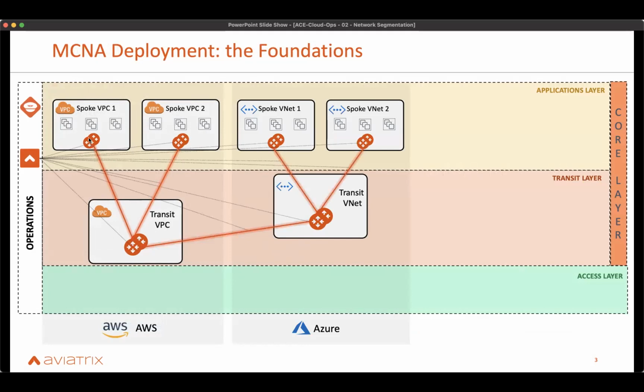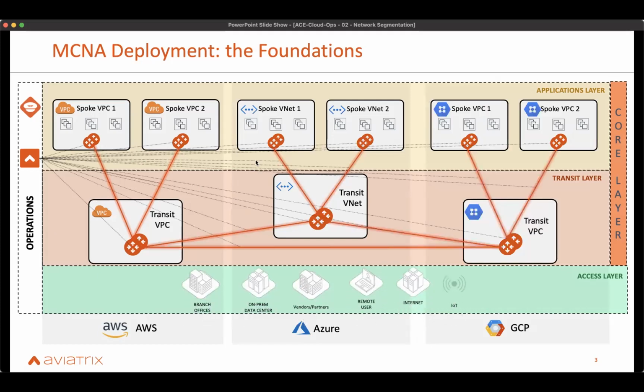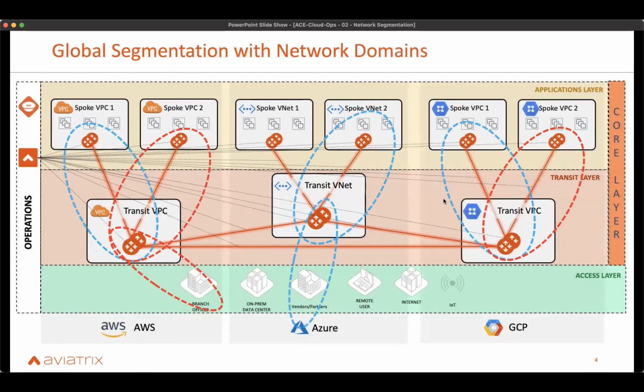All of these red lines are IPsec tunnels, and they're all encrypted. Similarly, you can do the same in GCP, and you can connect all of these transits. So this way, any workload within AWS can reach GCP or Azure and vice versa. Now, the idea of network domains is maybe you don't want this flat connection or flat communication where everybody is able to reach everyone.